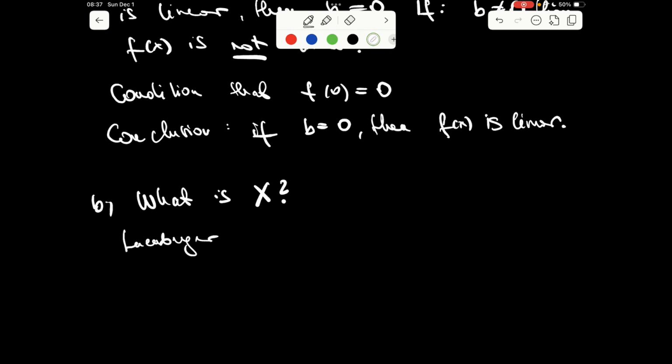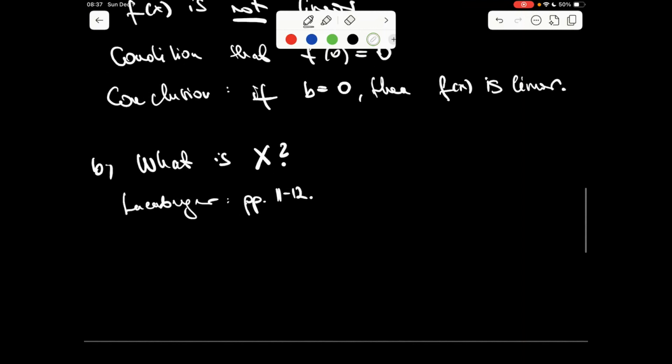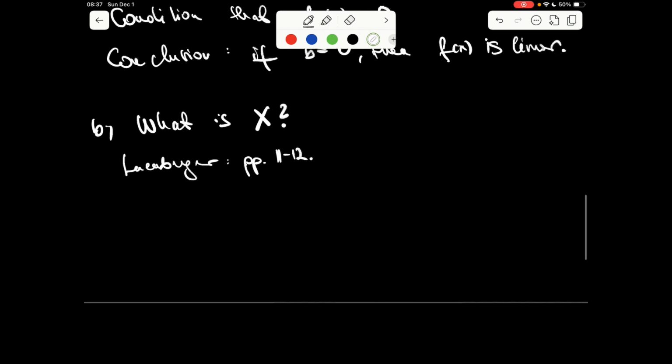Please go to pages 11-12 of the Luenberger book, where we can find the properties of vector spaces. So a vector space, a linear space, is closed with respect to sums and scalar multiplication. So we need to check if space X, not space, set X has these properties.